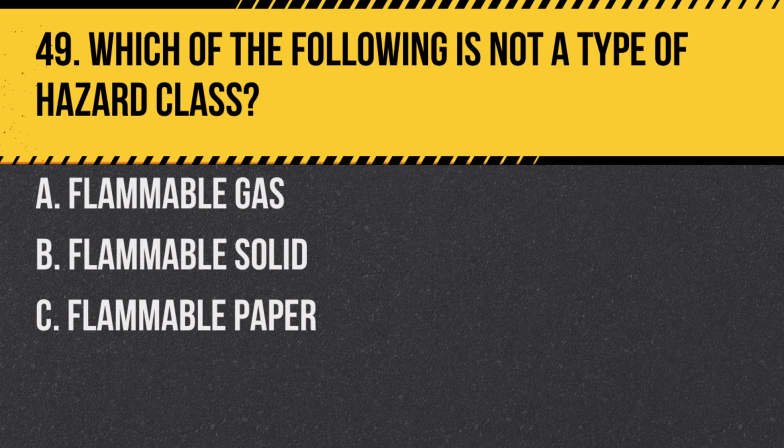Question 49. Which of the following is not a type of hazard class? A. Flammable gas. B. Flammable solid. C. Flammable paper. Answer: C. Flammable paper. Flammable paper is not a recognized hazard class.